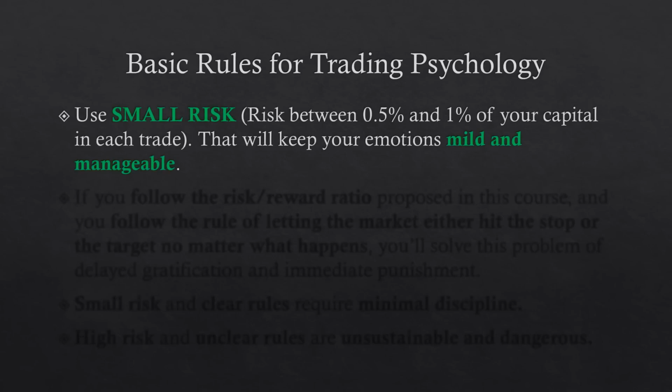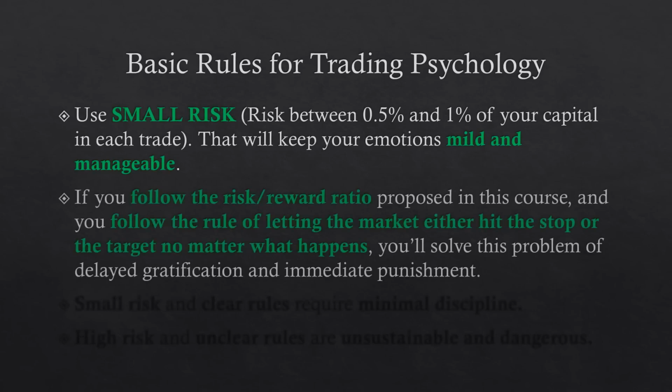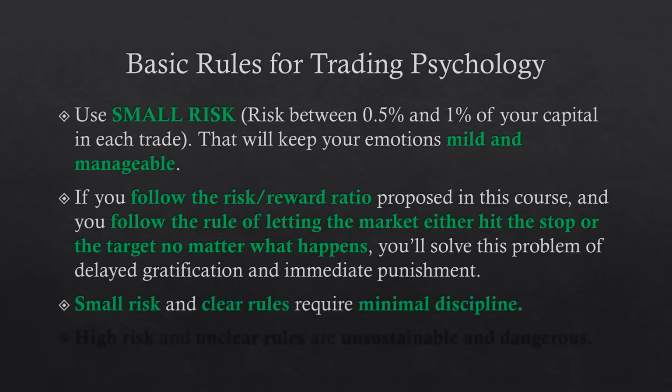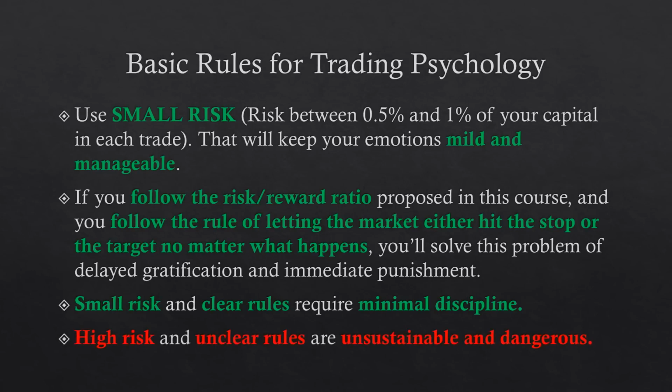and discipline. 2. If you follow the risk-reward ratio proposed in this course, and if you follow the rule of letting the market either hit the stop or the target of your trades, no matter what happens, you will solve this problem of delayed gratification and immediate punishments. To put it even more clearly, small risk and clear rules require minimal discipline. High risk and unclear rules are unsustainable and dangerous.